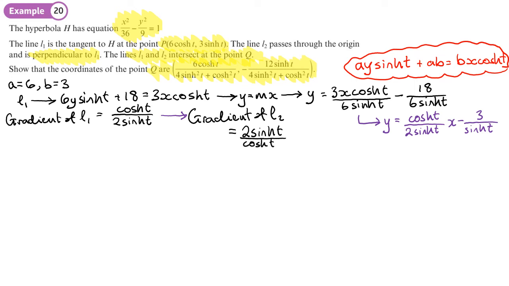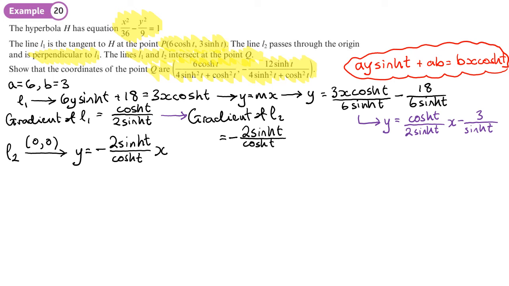Now since L2 goes through the origin, the equation of L2 is just going to be y equals, oh, and we need a minus as well, almost forgot about that. So the gradient of L2 is going to be negative, yeah, so this is the equation of L2, because obviously x1 and y1 are 0.